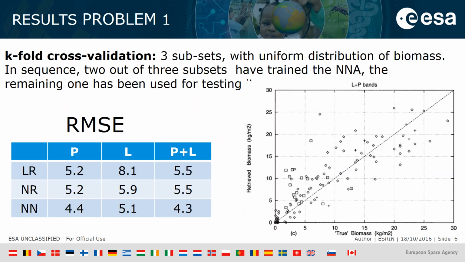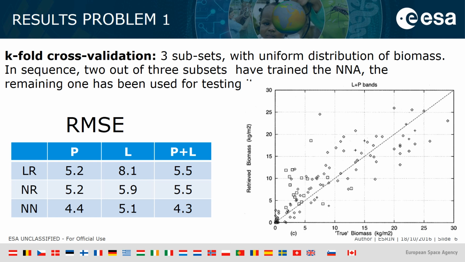So 108 input-output examples. They're not that many, so we use a K-fold cross-validation procedure, which means dividing the whole data set into 3 subsets with uniform distribution of biomass, using 2 of the subsets for training, and using the remaining subset for test, and then swapping these 3 different subsets to come up at the end with the 3 possibilities that have been performed, of which the results have been averaged.